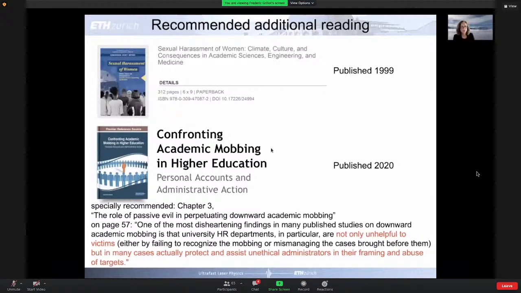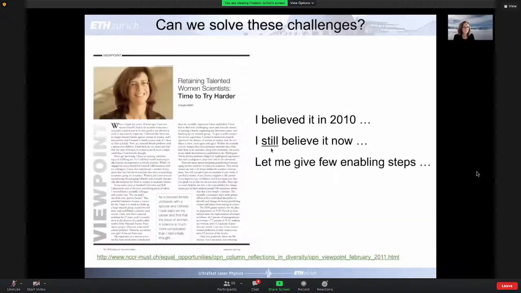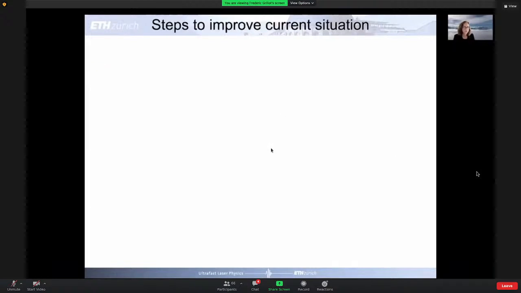There are books written about these issues. I read both of them, and I can highly recommend them. Can we solve these challenges? I believed it in 2010, and I still believe it now. Let me give a few enabling steps in my final view graph. What steps can we do to improve the current situation?